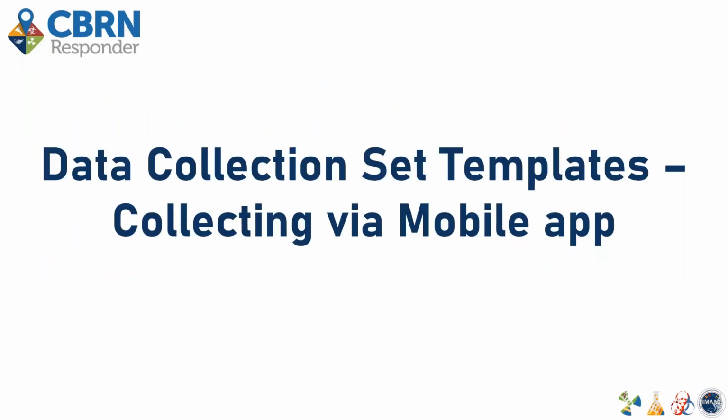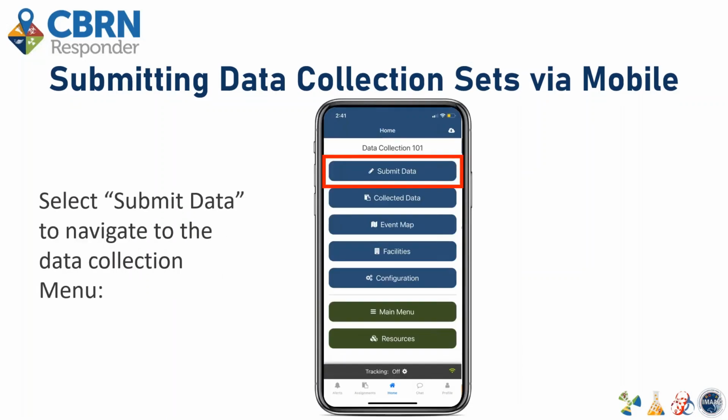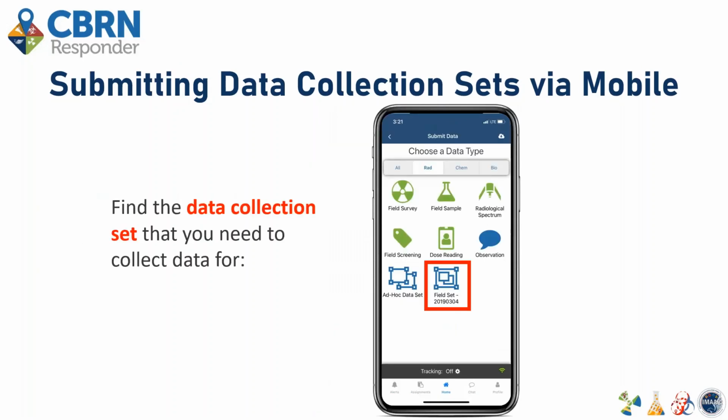And that brings us to data collection set templates on the mobile app. So when using data collection set templates on your mobile app, you want to first begin by searching for and opening the event with the data collection sets on the mobile app. Of course, you're going to want to select Submit Data to navigate to the data collection menu. And then you want to find a data collection set that you need to collect data for.